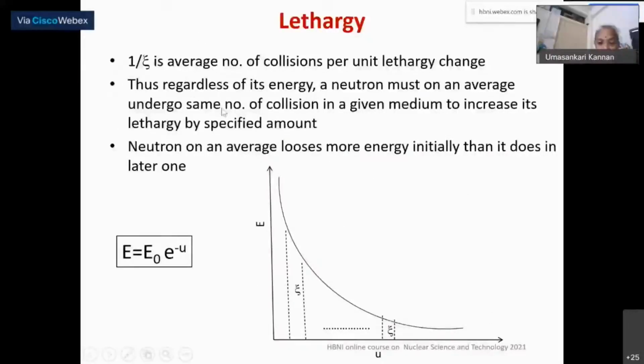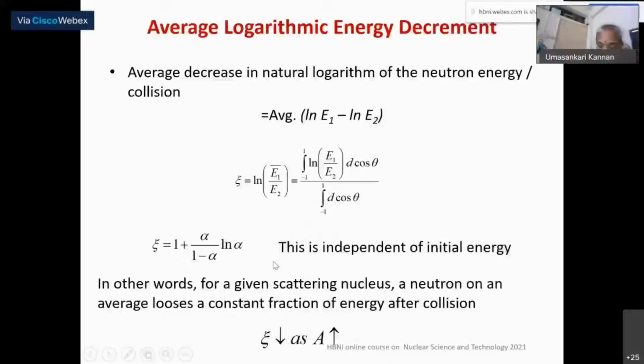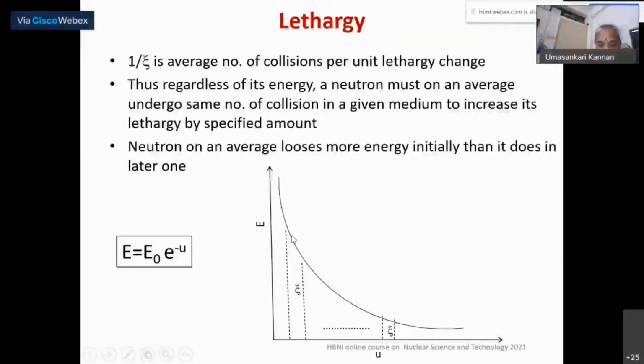So you can understand lethargy in a much better way if this is the energy of the neutron and this is how the energy changes. E is equal to E naught into e to the power of minus u, and this interval is called zeta. That is the lethargy change per collision. So 1 by zeta is the average number of collisions per unit lethargy change, regardless of its energy.